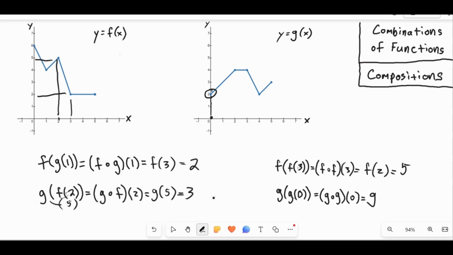So what we're really asking is, since g of 0 is 2, we want to know what is g of 2. And so g of 2, we're going to go to 2. We're going to go up to the graph, and it looks like g of 2 is 4, and therefore g of g of 0 is equal to 4. Okay? And that is how we do combinations of functions, in particular composition functions, for specific input numbers graphically.